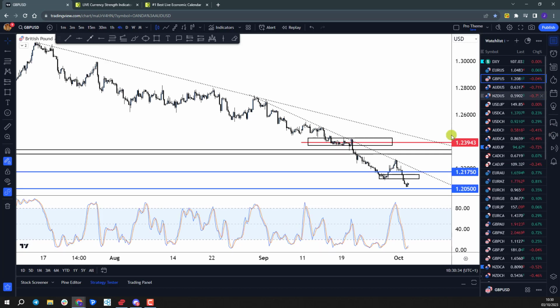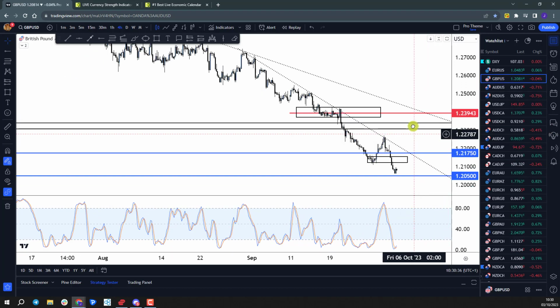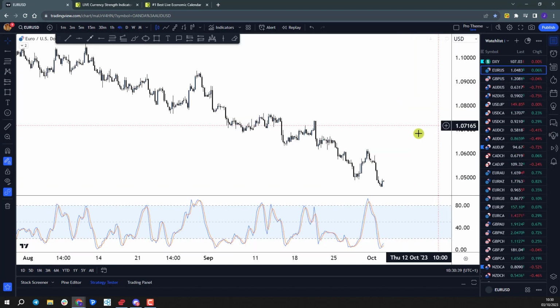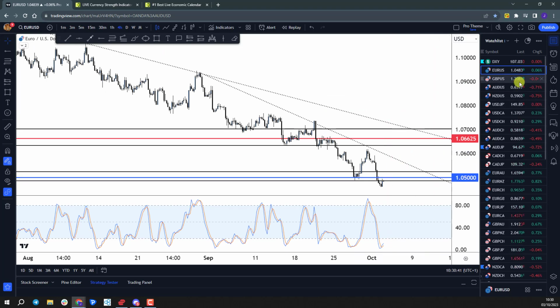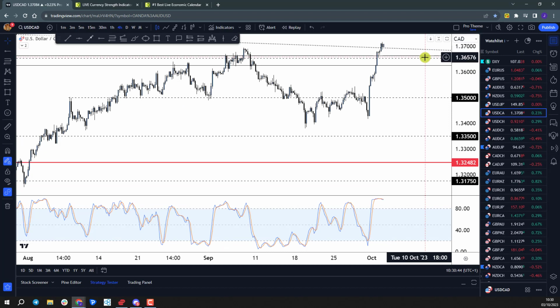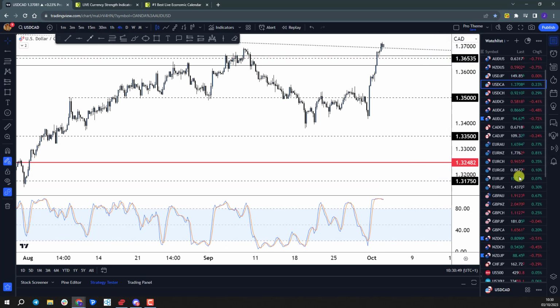I do think cable's still a good one to watch for that downside move. Obviously euro dollar is going to be one to watch as well. Continue to watch those. Dollar CAD is another favorite of mine, but we don't really see the pullback happening just yet. And keep an eye on CAD yen as well, could be one to watch in the future.